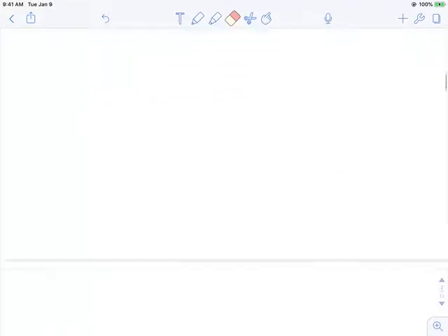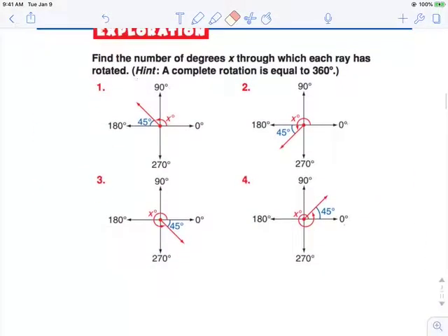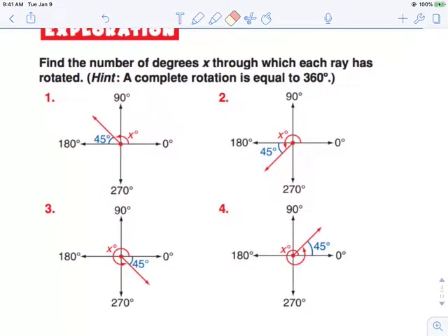So let's just do a little bit of an exploration. Okay, for these four, find the value of x. Find the value of x for those four. Find the value of x.